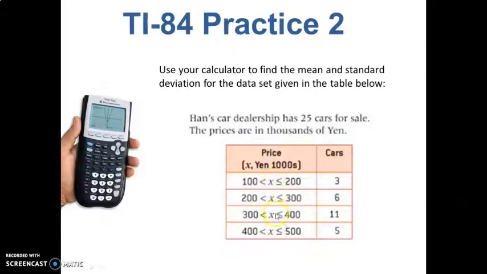So remember, when you enter this into your calculator, you should enter these as a mid value. So what's the value right between 100 and 200? Well, 150 would be in the middle. And what would be the mid-interval value here? 250 and so on. So enter those values, then enter these into your list 2 as a frequency list. And then when you calculate your one variable statistics, make sure you have list 1 for your data and list 2 for your frequency list.